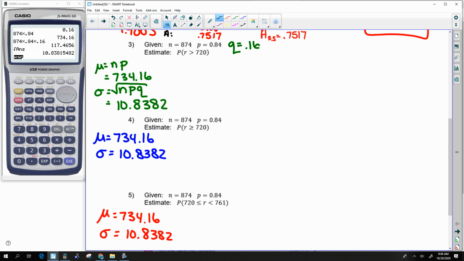Okay, back to number 3. Let's understand the question that is being asked. That line technically represents 734.16. So I'm looking at the number 720, technically down here. R's get bars. I want this r to be greater than 720. So I see that the edge of this exists right here, which is at 720.5. So I begin by turning this into a z-score.